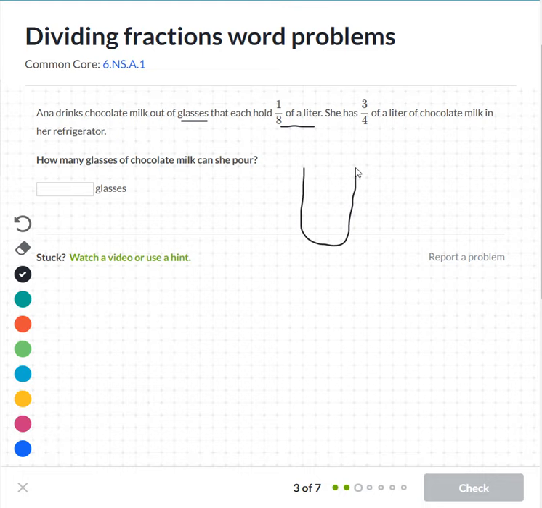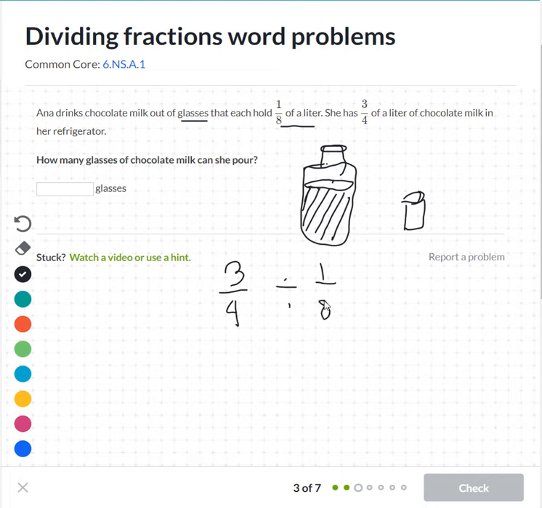So if I was to draw it, here's a liter of chocolate milk, and if it was 3/4 of the liter, let's say that'd be about right here. So here's the chocolate milk. I'm going to pour the chocolate milk out into the glass. So I'm splitting up the chocolate milk into the glass. So I'm going to split the chocolate milk up into 1/8 pieces or portions. So that means that I'm going to split 3/4 up into 1/8 portions.